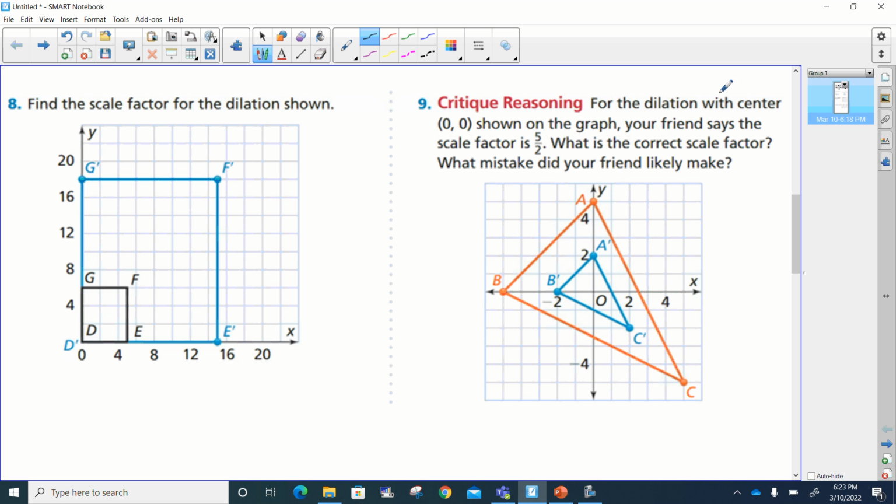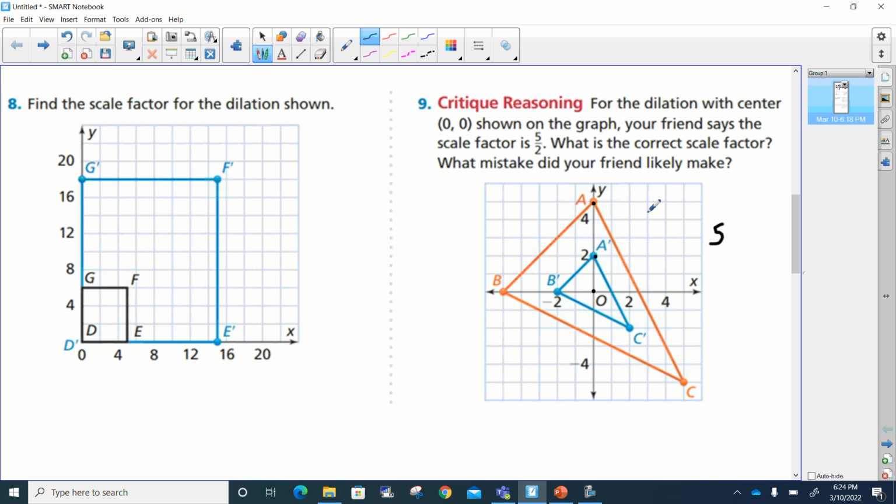For dilation with center 0, 0, again, dilation is here. The graph showed on the graph, your friend said the scale factor is 5 over 2. What is the correct scale factor? What mistake did he make? When solving for this, what I want to do is go to the original figure, and the original figure you can see is A up here, right? And A prime is down here. So what I do is I'm going to look at what Y is, because X would have been 0 for both, right? And Y was 5, right?